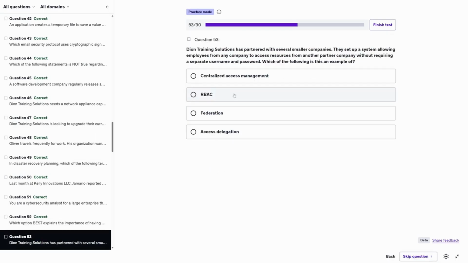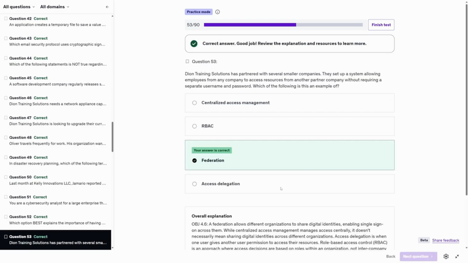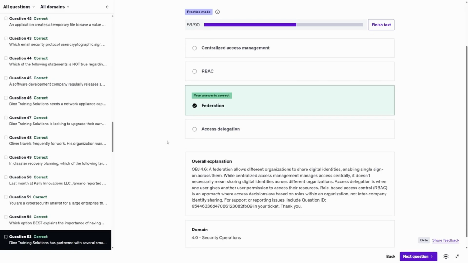Dion Training Solutions has partnered with several smaller companies. They set up a system allowing employees from any company to access resources from another partner company without requiring a separate username and password. Which of the following is this an example of? Okay, and then the answer for this is C, federation. A federation allows different organizations to share digital identities, enabling single sign-on across them. I'll leave up the remaining answers if you want to read through that for a few seconds.